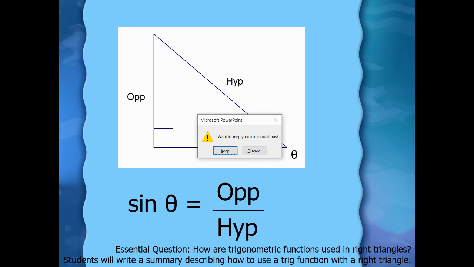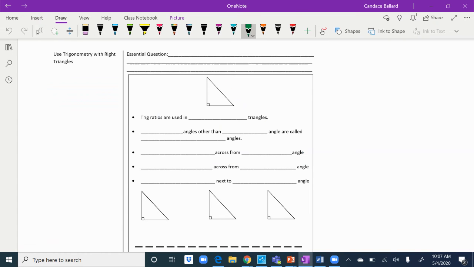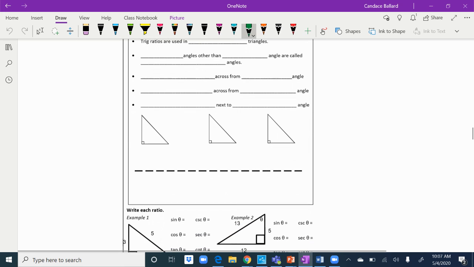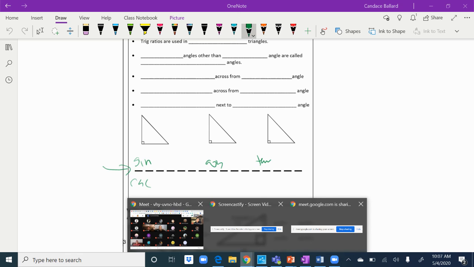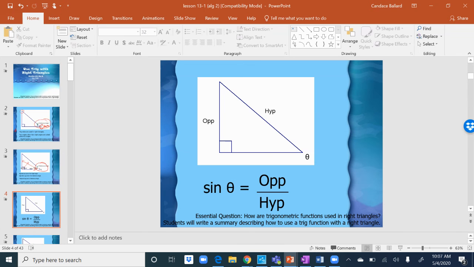Okay, so this next part I want to show you in your notebook. The intent is that you write your sine, your cosine, and your tangent above the line, and then you're going to write the other ones below the line. You'll see it when it pops up. Right now you're writing above the dashed line, so write this next part above the dashed line.